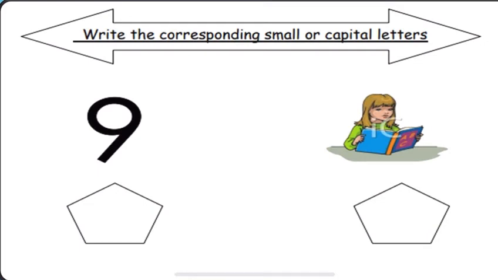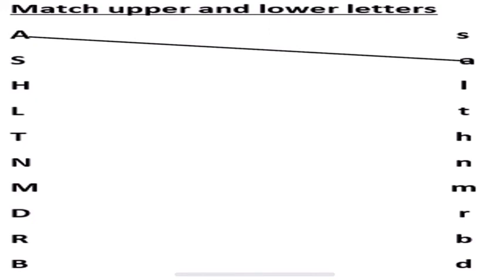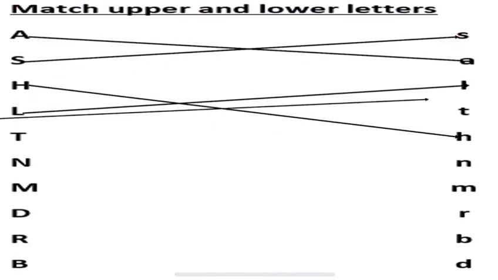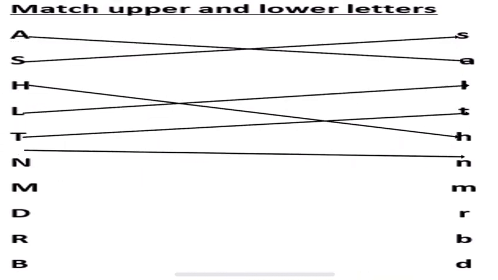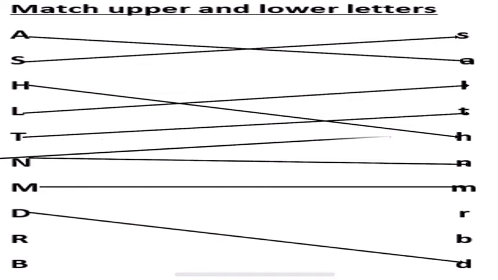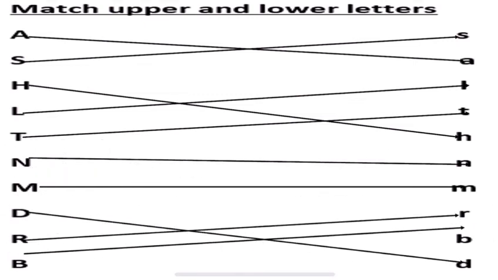Here, write the corresponding small or capital letters. Read capital. Okay, now we are going to match capital to small letters. Capital A, small A. Capital S, small S. Capital H, small H. Capital L, small L. Capital T, small T. Capital N, small N. Capital M, small M. Capital D, small D. Capital R, small R. Capital B, small B.